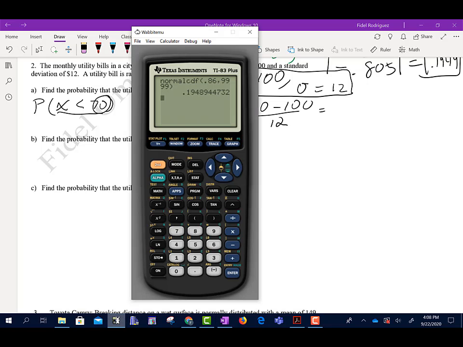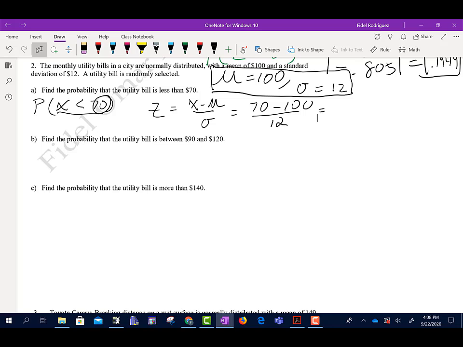So I'm going to grab my calculator so I can do this. So 70 minus 100, it should be negative 30, right? All right. Divided by 12 equals negative 2.5. Okay, so z equals negative 2.5. So now we're looking for the probability that z is less than negative 2.5, okay?